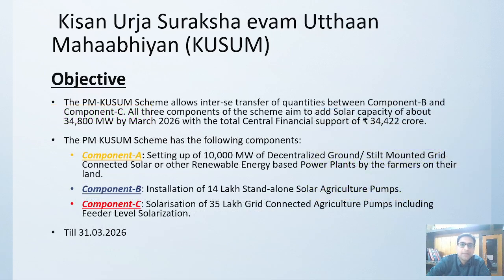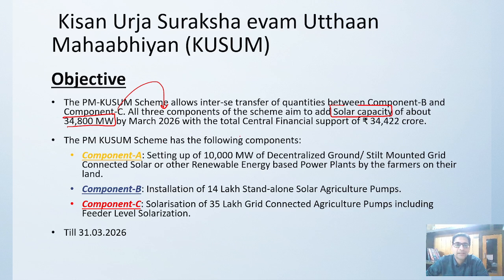Under the PM KUSUM Yojana, there are three components. All three components have to add solar capacity of 34,800 megawatt by March 2026.